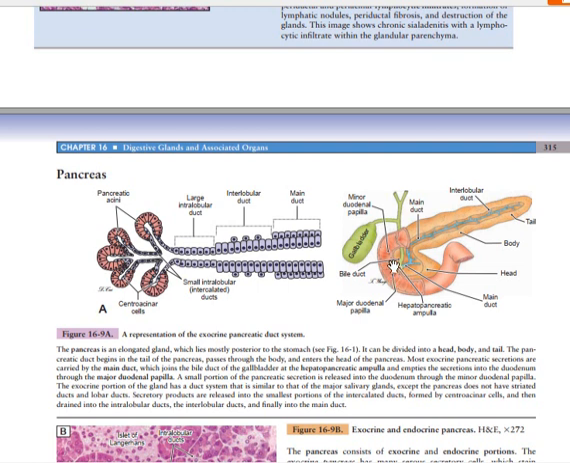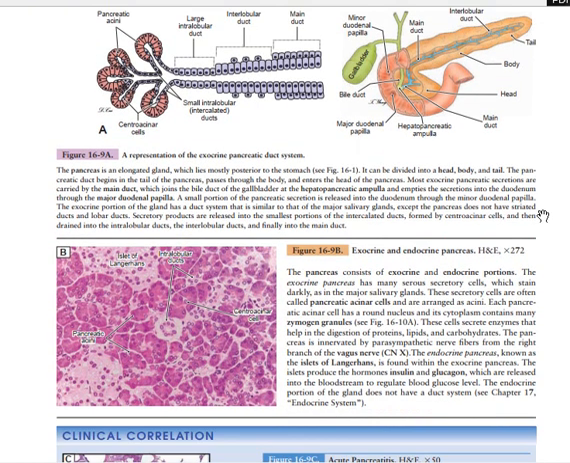Is it clear? Ampulla of Vater that is going to drain now into the duodenum. So those are the points you need to know. This duct that comes from the gallbladder is called the cystic duct, and this duct that comes from the liver is going to be the common hepatic duct, and these two ducts are the right and the left hepatic duct respectively. So this is the head of the pancreas, this is the body of the pancreas, the tail of the pancreas, the three main parts of the pancreas.